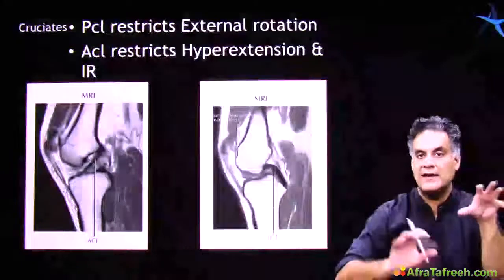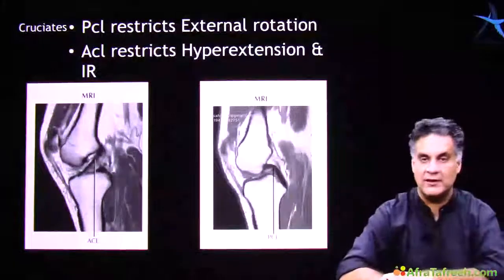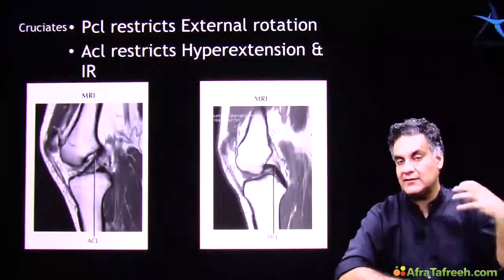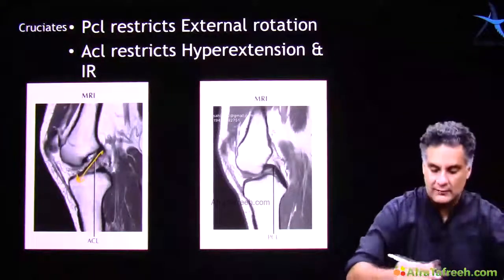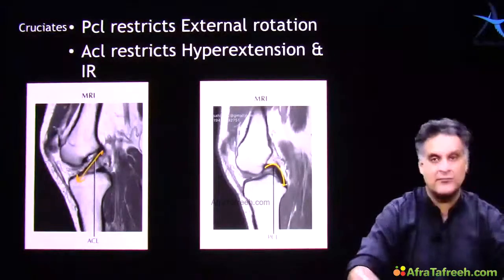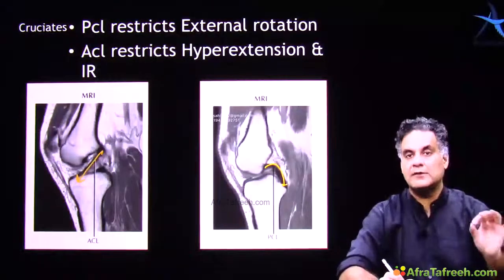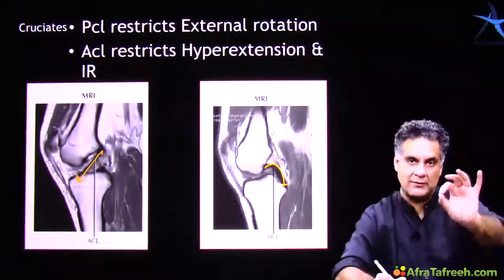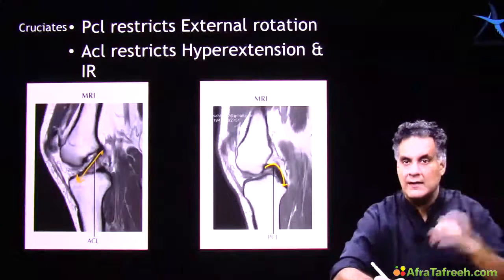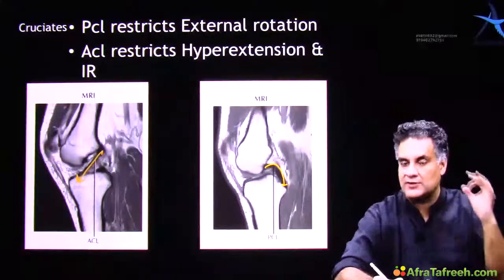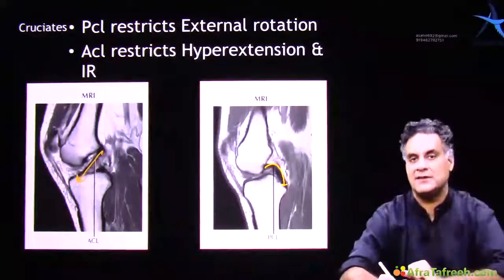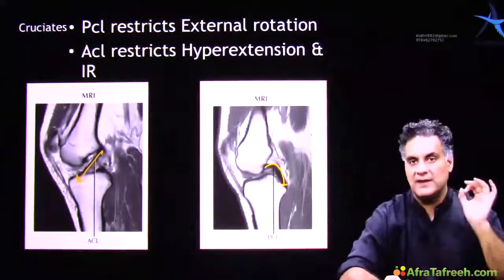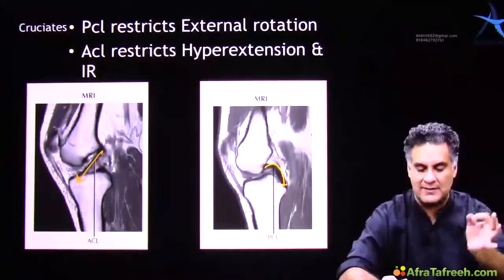And when I look at ACL and PCL, we saw this when we were doing imaging at the start. ACL restricts hyperextension and internal rotation, and it goes anteriorly on the tibia, whereas PCL goes on the posterior margin of the tibia. But both come from the posterior aspect of the femur in the sagittal view on the MRI. And PCL is the most posterior structure on the upper end of the tibia. That is why when a dashboard injury affects the tibia, it is the PCL which is the worst. Right? So PCL restricts posterior translation, ACL restricts hyperextension and internal rotation.